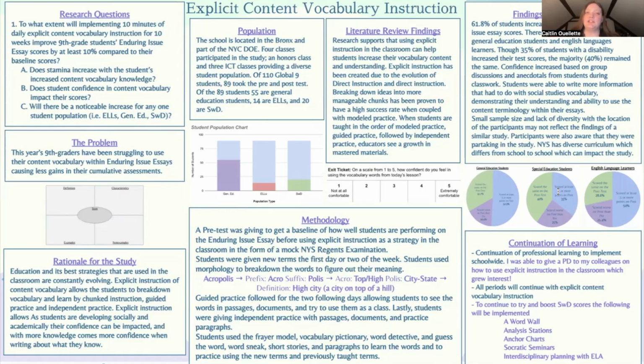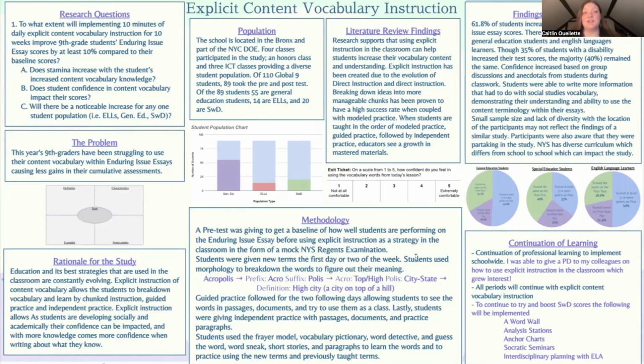Some of the limitations are it is a small sample size, although 89 students is a good chunk of students in one school, it doesn't translate as well to some bigger schools. We are obviously based in New York because we're in the Bronx, so curriculum can differ and that could have an impact on whether this explicit content vocabulary instruction works in the way that we used it. Students were also aware that they were in this study. If this study is to be redone in a different school, in a different setting, there might be different findings.